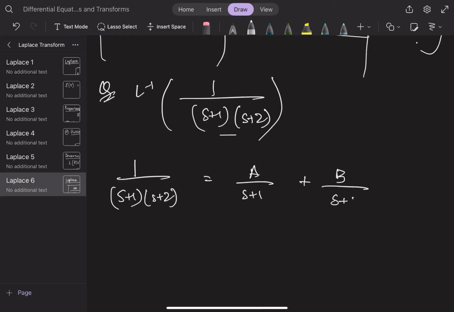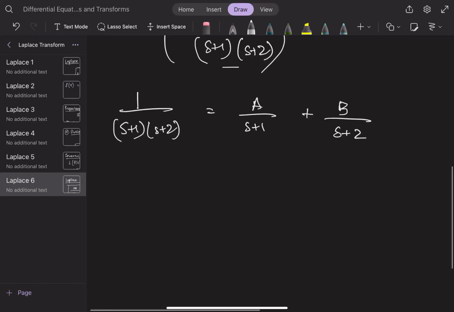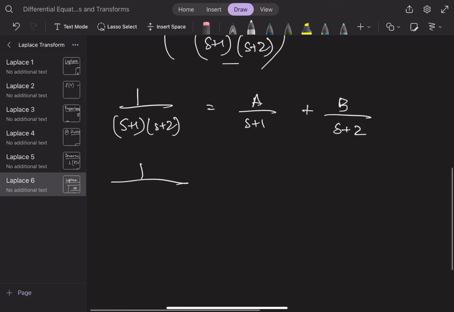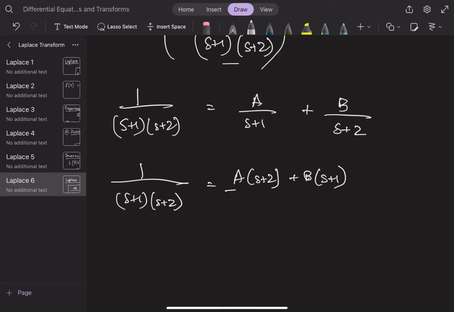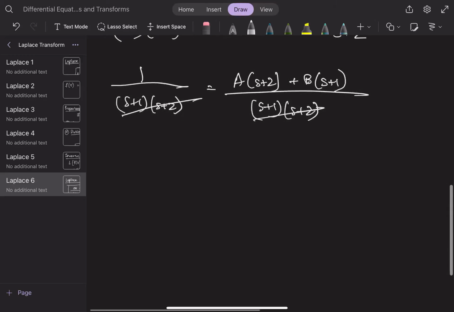Now let me show you how to solve this. So we are going to be taking LCM over here. So the left hand side remains same, but here we'll write a multiplied by s plus 2 plus b multiplied by s plus 1 divided by s plus 1 multiplied by s plus 2. So this gets cancelled. So now what do you have? You have 1 is equal to a multiplied by s plus 2 plus b multiplied by s plus 1.